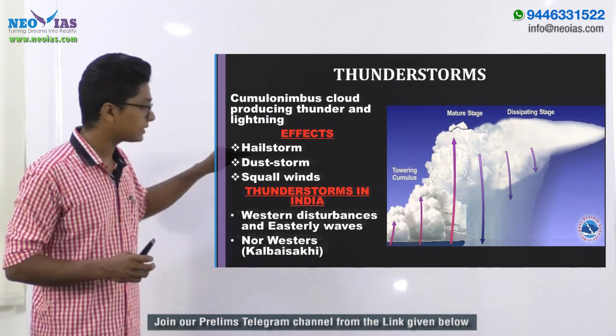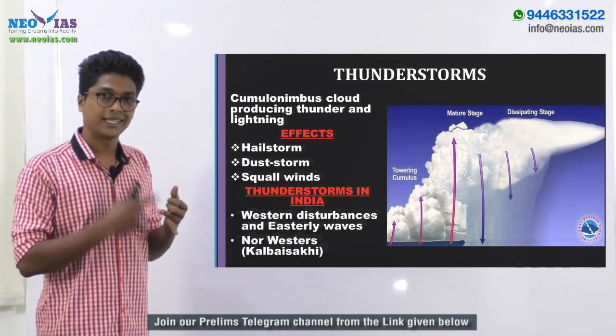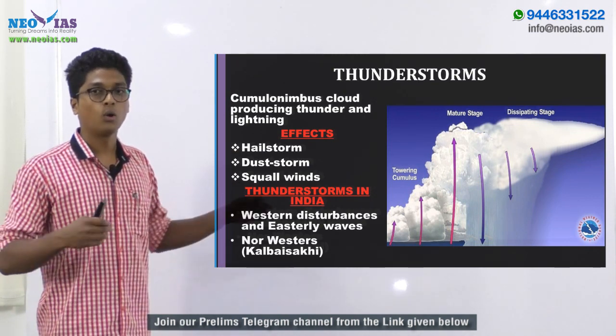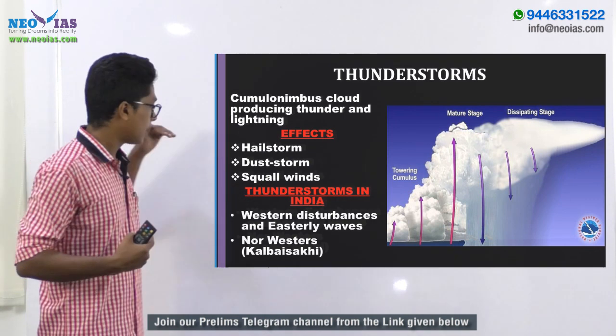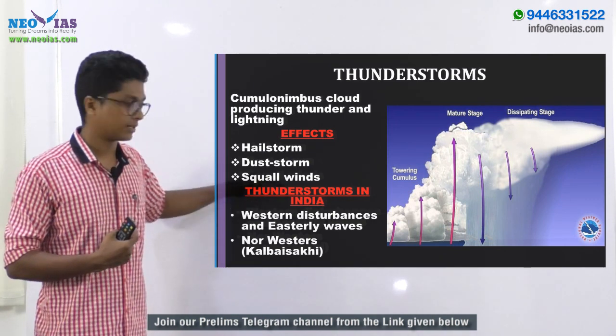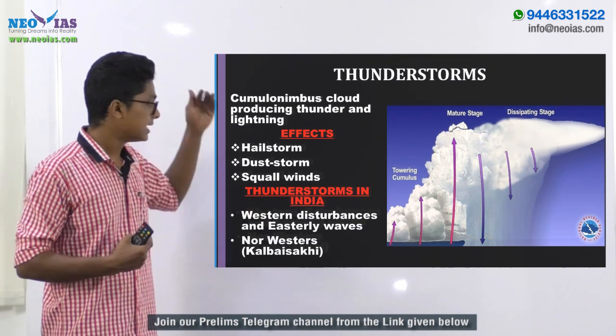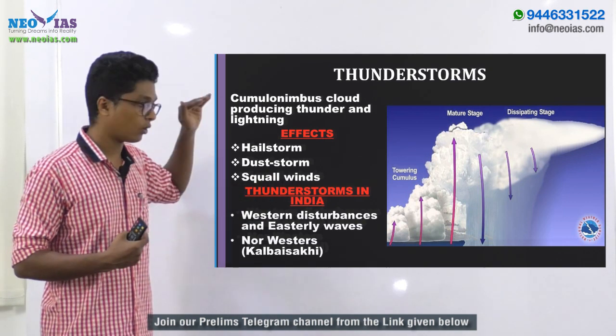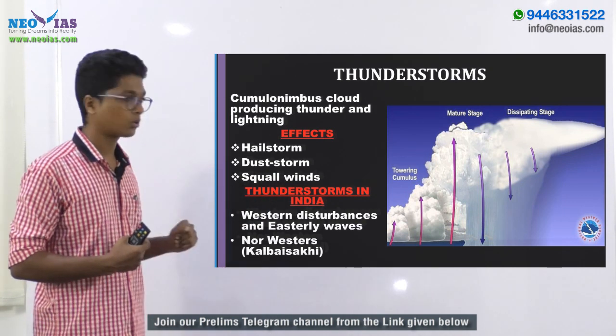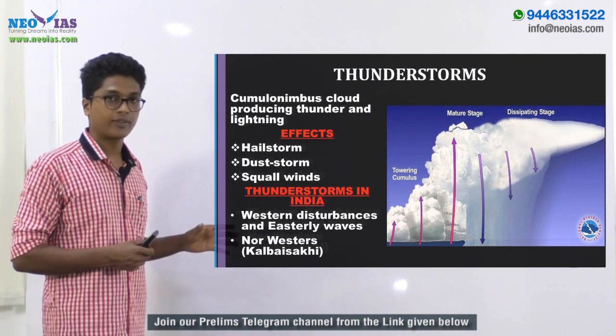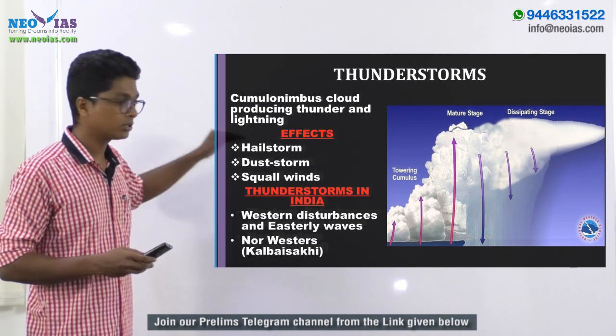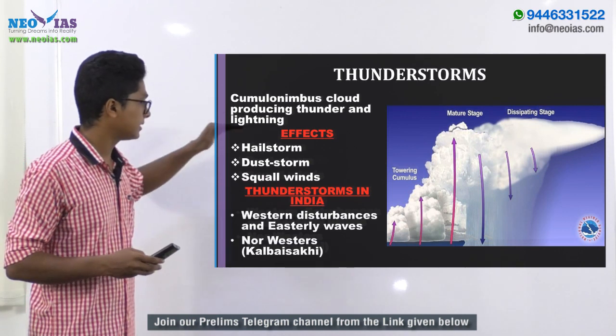Usually the squall winds are associated with thunderstorms, dust storms, tropical cyclones, all such storm events. This term means an increase in the speed of the wind all of a sudden, and that we call a squall wind, right? So the main effects of thunderstorms are hailstones, dust storms, as well as squall winds.